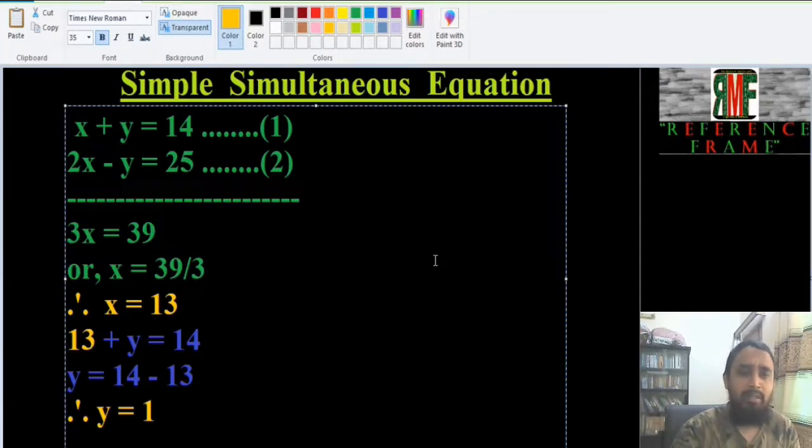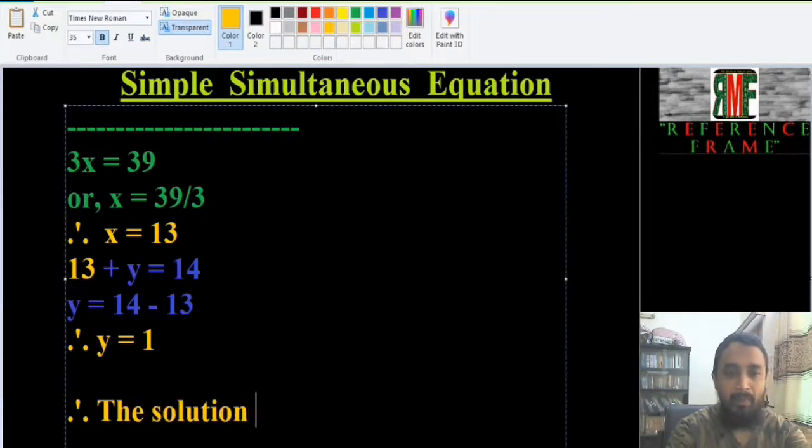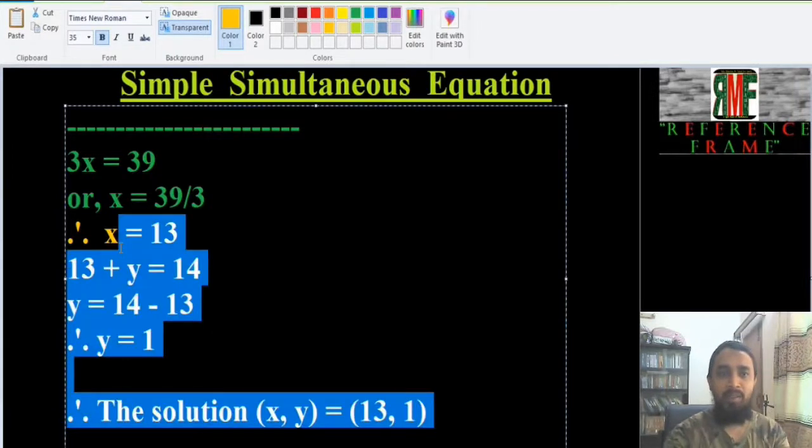Now our solution is going to be, let us move back to our solution. The solution will be written in this form: x comma y, an ordered pair, is equal to, we first write down the value of x, which is 13, comma y. This is the solution of the simple simultaneous equation. I hope you guys understand this part.